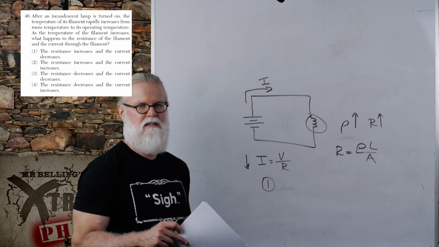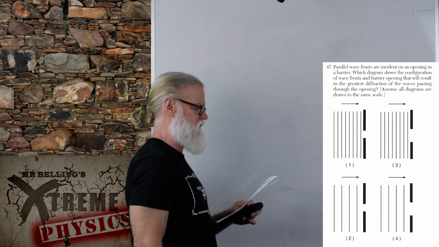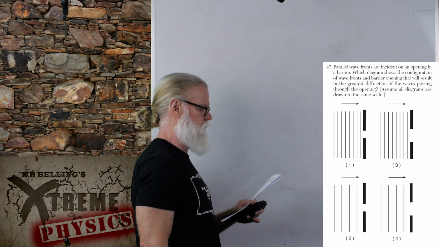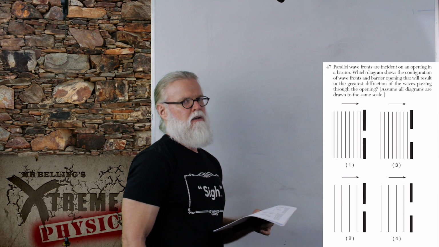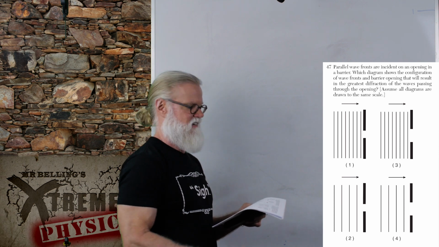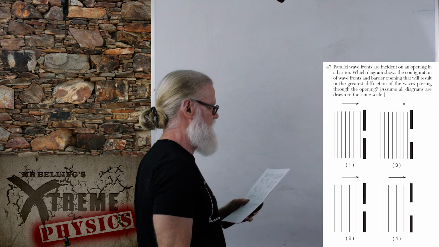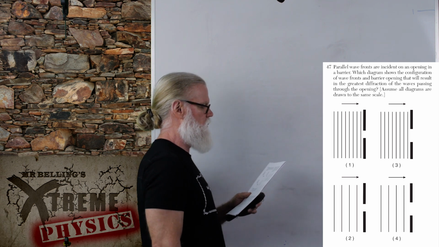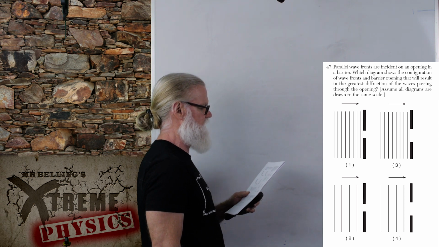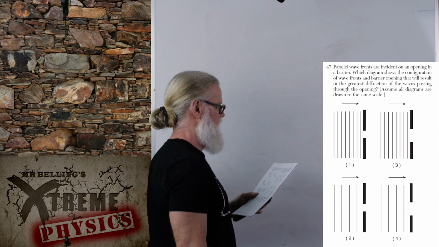It's very sad. Parallel wave fronts are incident on an opening in a barrier. I bet they're going to use diffraction. I bet this is a diffraction question. Which diagram shows the configuration of wave fronts and barrier opening that will result in the greatest diffraction of the waves traveling through the opening?